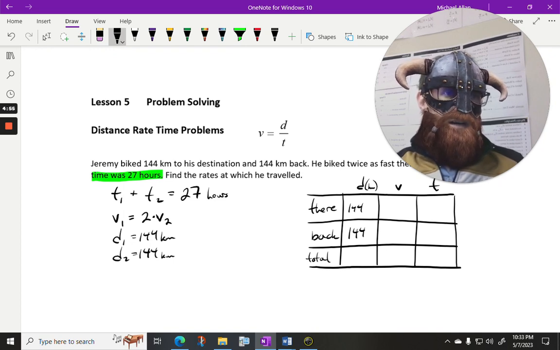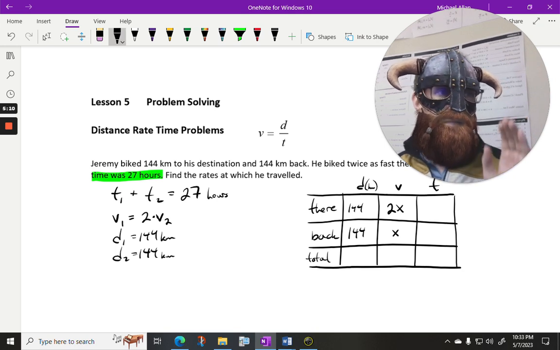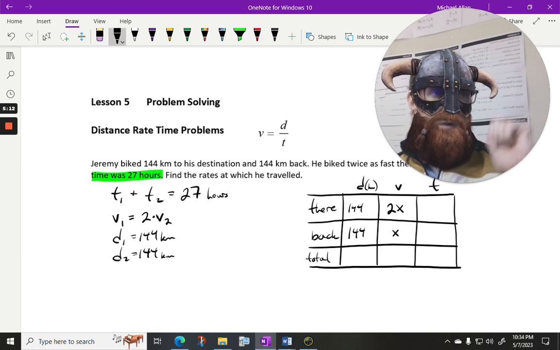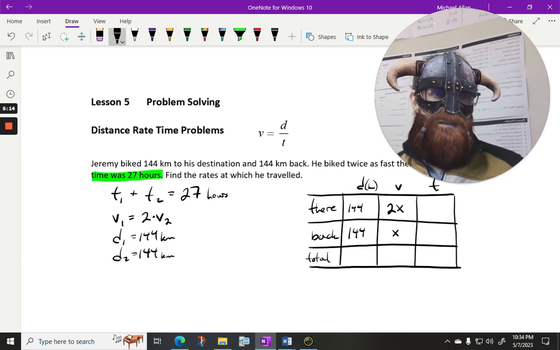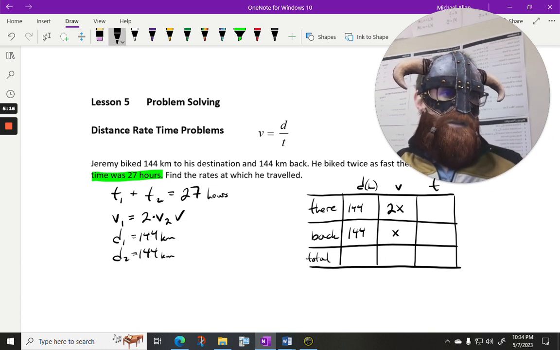V, that's what we're trying to find. We're trying to find the rates at which they travel. So I'm going to call one of them x. Let's say back is x, and there is 2x. It kind of makes sense of what we had over here. If x is back, there was twice as fast as it. So we had the same logic that we had here, so I put that in our table.